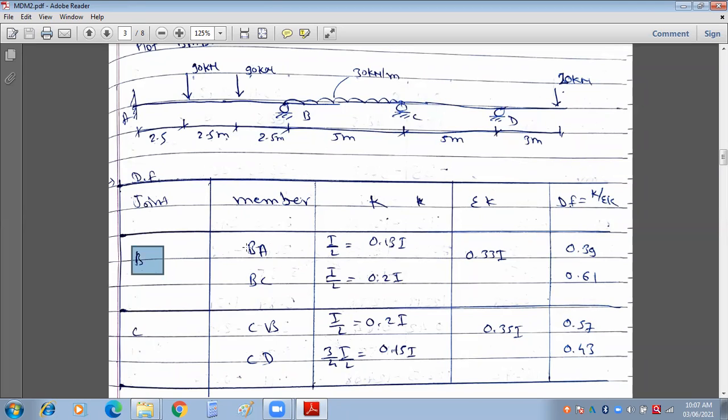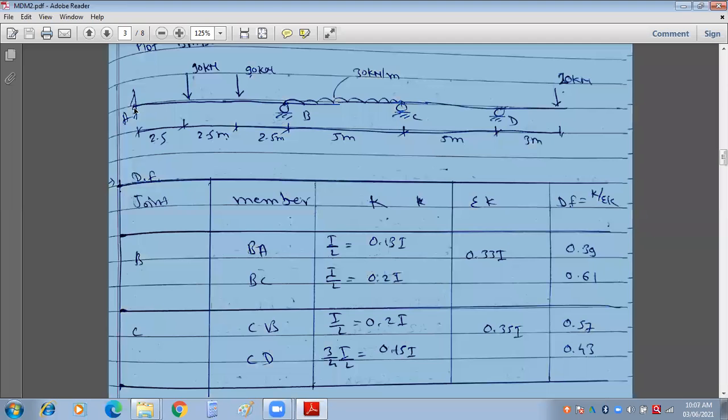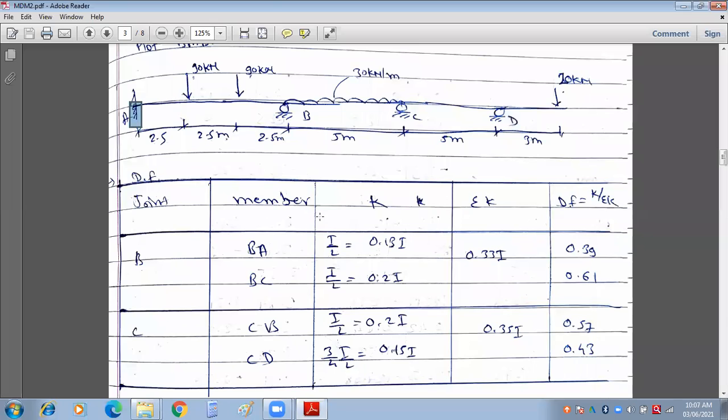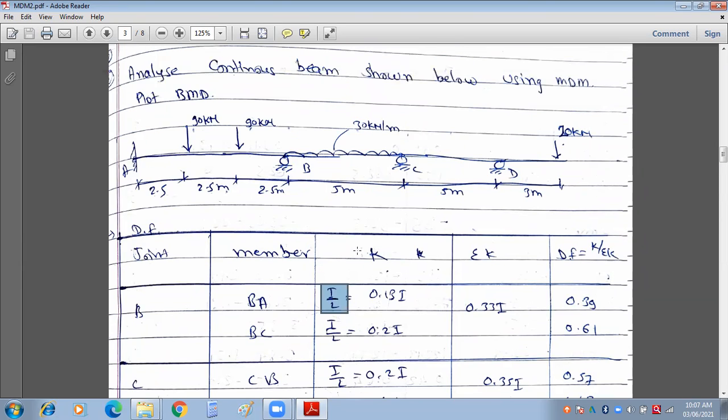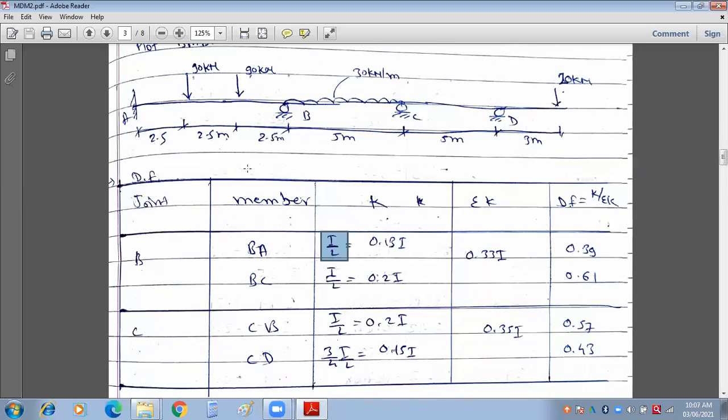Joint B has two members connected, BA and BC. For the case BA, far end A is fixed, therefore the relative stiffness is I by L. Here no information is provided about I, it means the I value is the same throughout, therefore I by L. L is the total span: 2.5 plus 2.5 plus 5, which is 7.5.